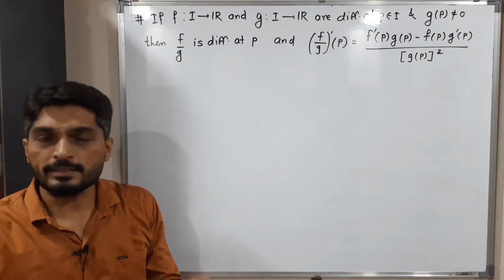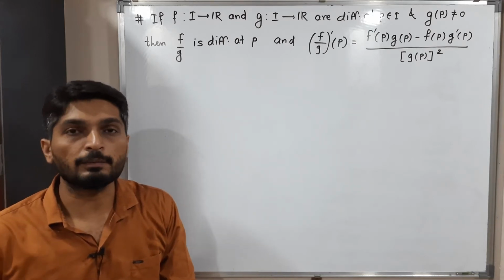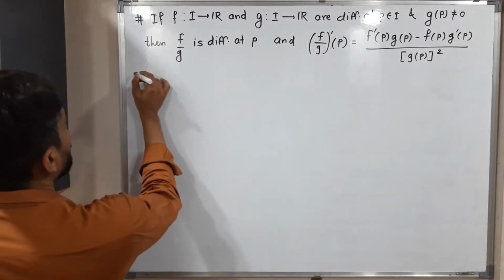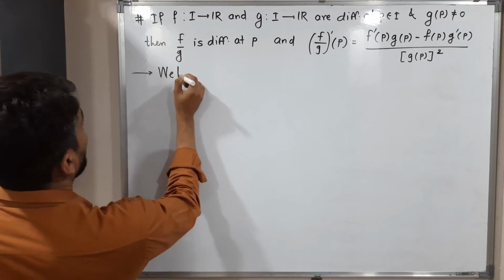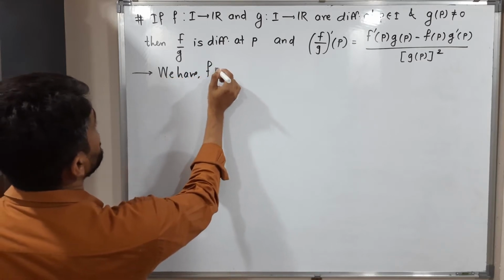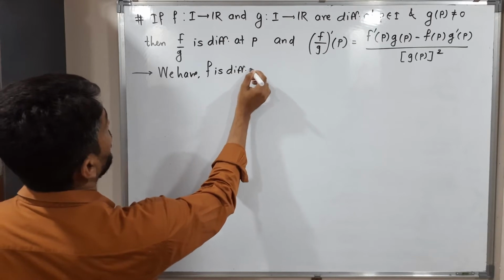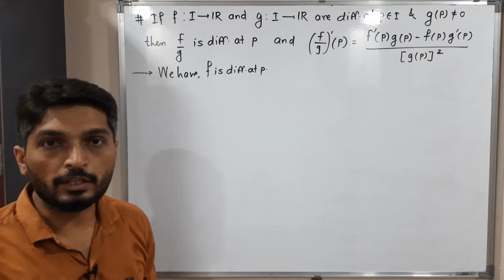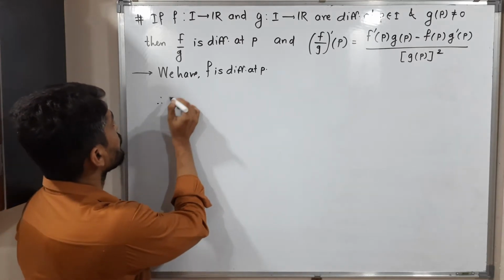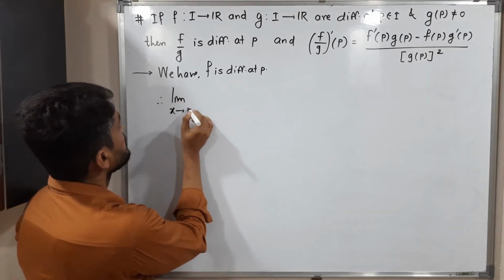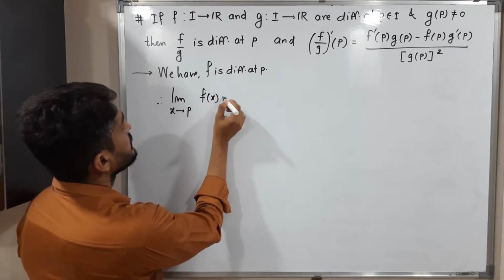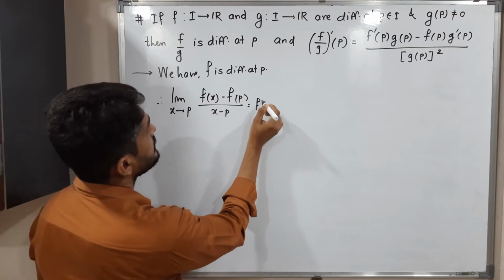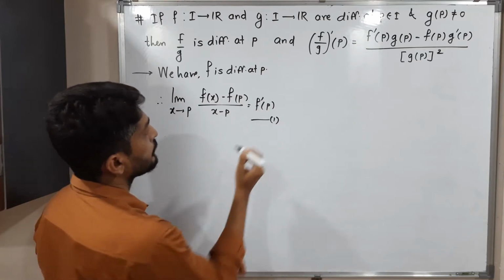So it is the same as the previous theorem which we have already seen in our previous video. We will start with the given information. Let me write it here. What we have: f is differentiable at P. You are familiar with the definition of differentiability, right? So what can we write here? By definition of differentiability, limit x tends to P, f of x minus f of P upon x minus P, its value is f dash of P. I will call it equation number 1.